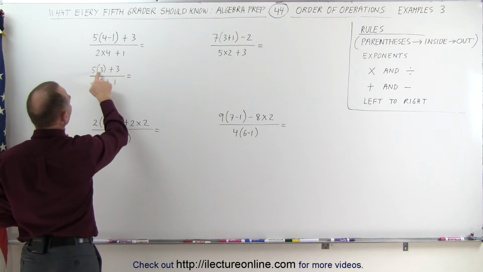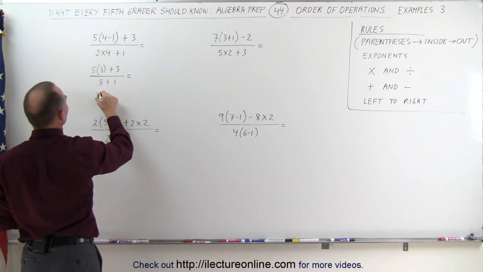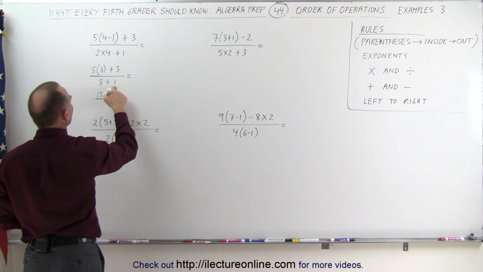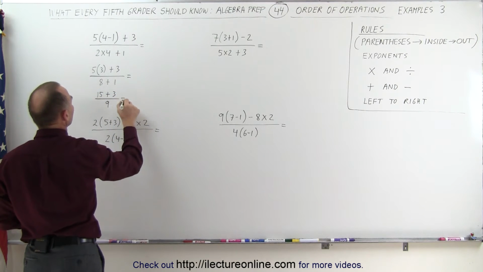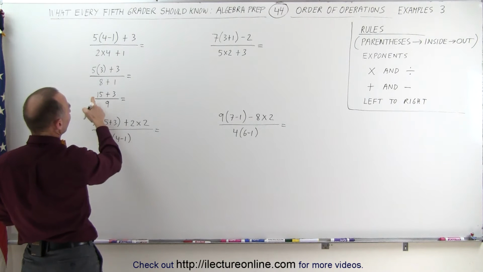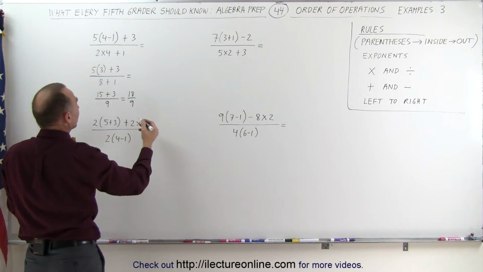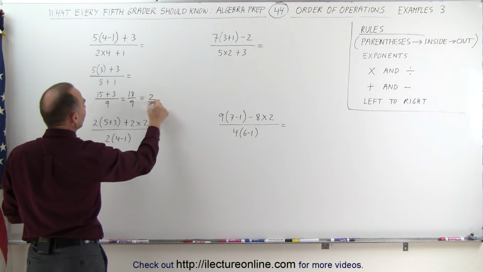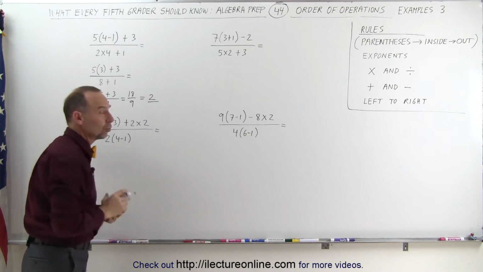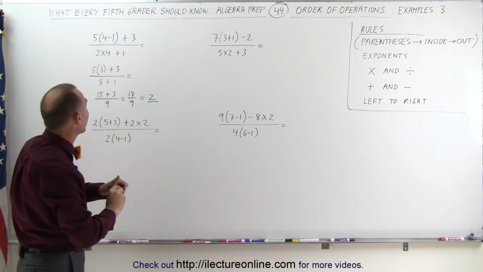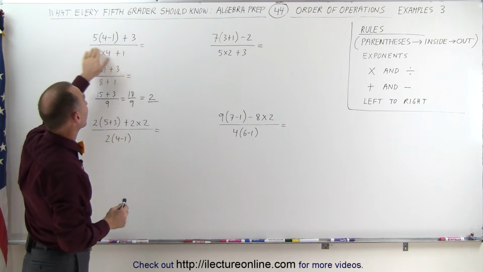Next, we can multiply this. 5 times 3 is 15, plus 3 in the numerator, divided by 8 plus 1 in the denominator. That gives us 9. Now we can add the numerator. 15 plus 3 is 18, divided by the denominator 9, and 9 goes into 18 exactly 2 times, and that's the answer.